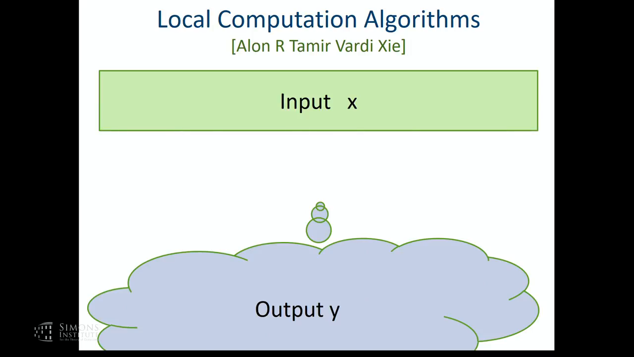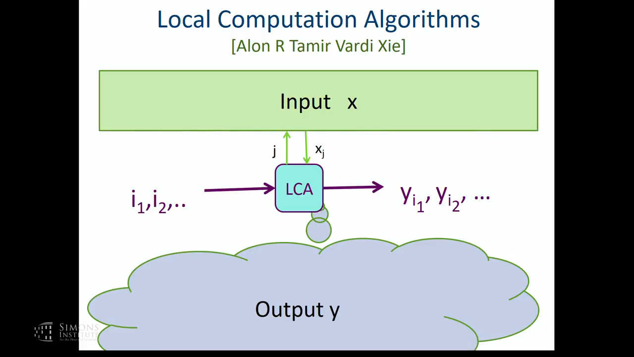Then there's some output that is not written down. Nobody even knows what it is because nobody's computed it. Okay. Now, what I want to do is design this algorithm. We're going to call it the local computation algorithm.